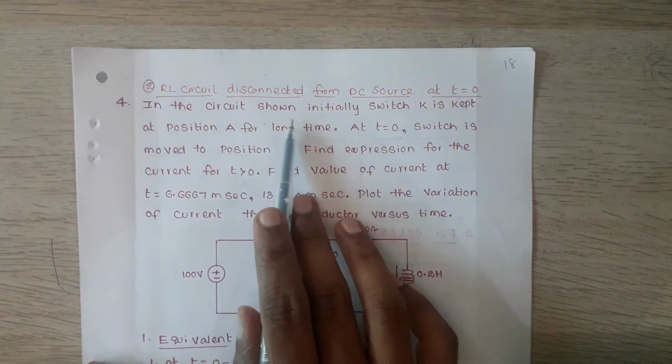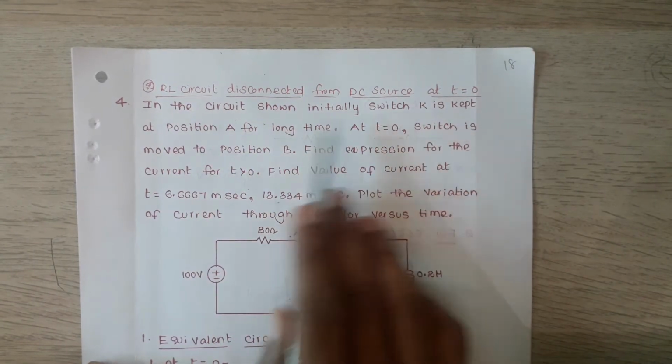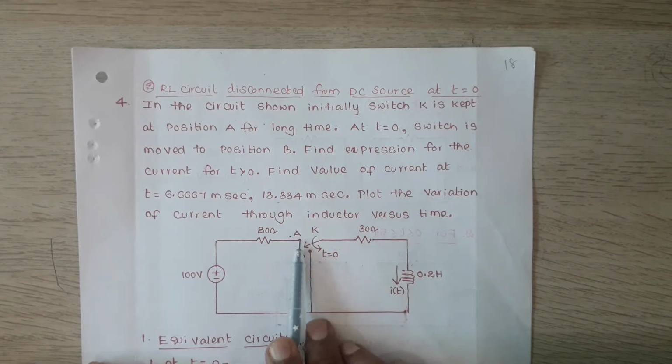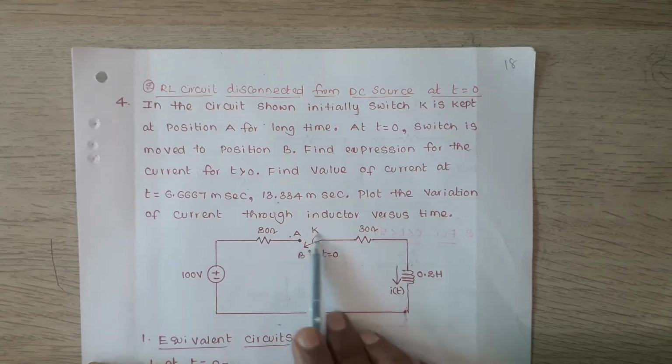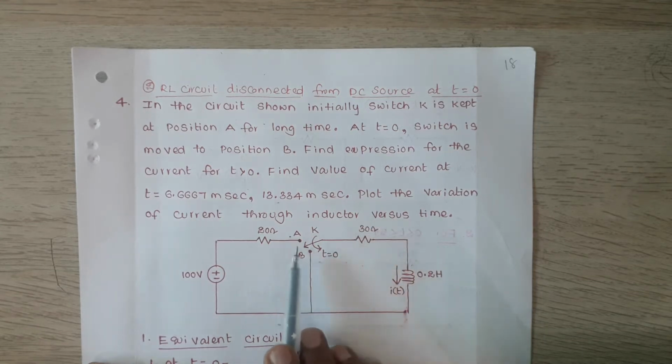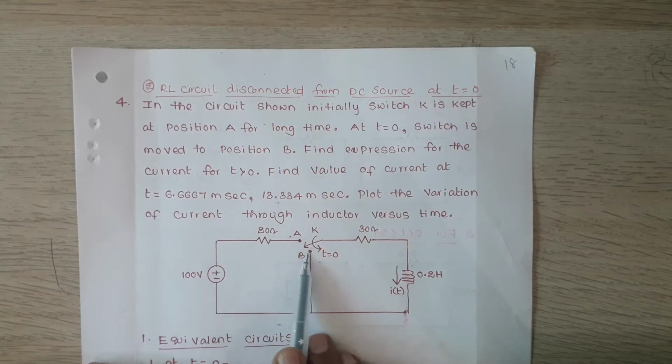In the circuit shown, initially switch K is kept at position A for a long time. So this is the switch, kept at A before t equal to 0. Kept at A for a long time means that it is at steady state. At t equal to 0, the switch K is moved from position A to position B, which means this RL circuit is disconnected from the source at B.